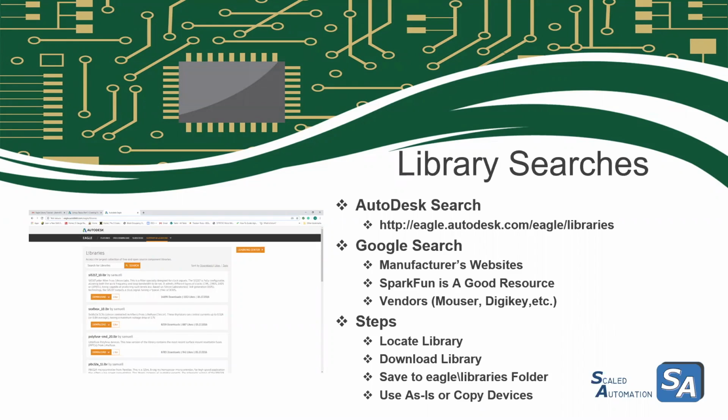So the steps: locate the library, download the library, we talked about that. Where you're going to save it is the Eagle/libraries folder. Where that Eagle folder is can vary by system, but typically it's under your Documents folder in Windows, so in your user space. You'll need to find that and know where your libraries are stored. And then you can use that library as is, or you can copy the devices into your own custom library. That makes it very handy. Again, a custom library to collect things.